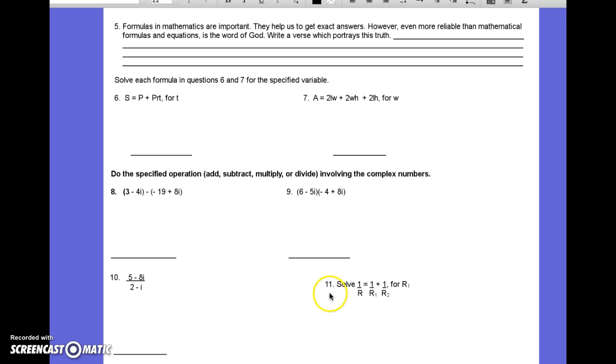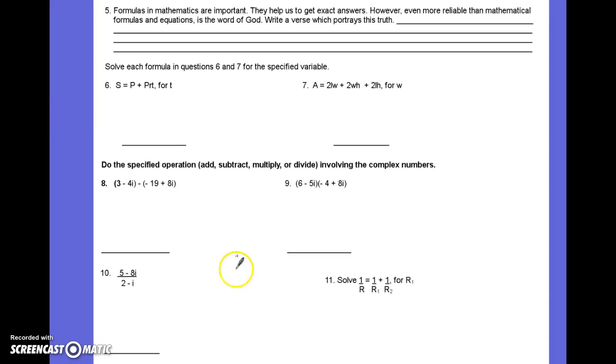I did do this one in class, number 11. I want to do it again, just in case someone is not sure of it. It says here, solve 1 over r is equal to 1 over r1 plus 1 over r2 for r1. So we want to have an answer of r1 is equal to.